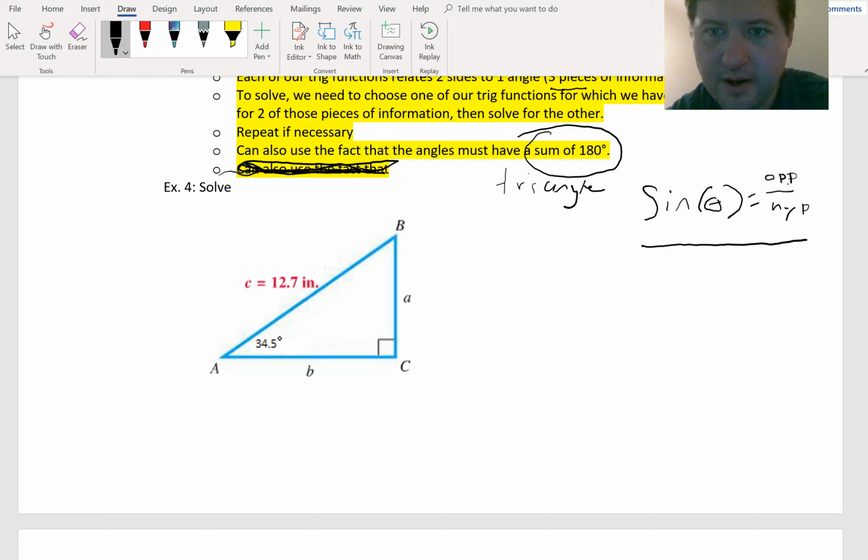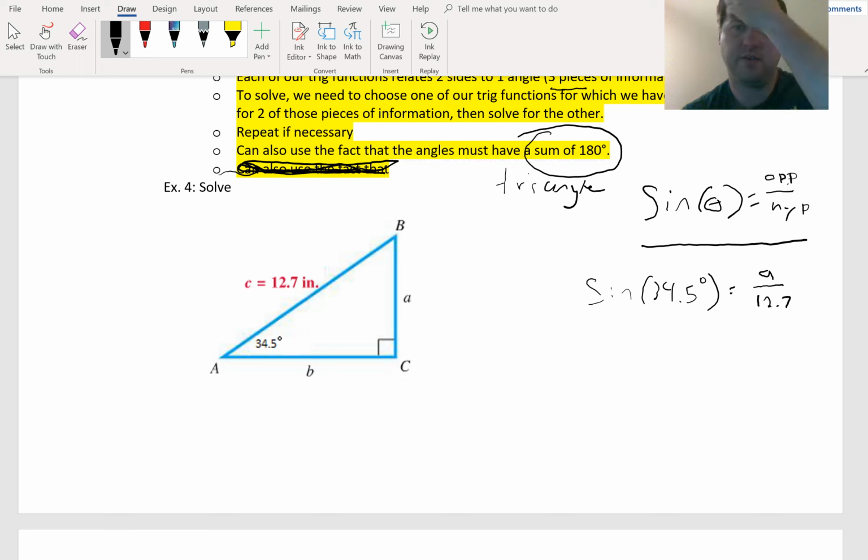So let us take our definition of sine and plug in these values we have. So sine of 34.5 degrees is equal to the opposite side, which we're going to call our lowercase a, because that's what they labeled it as, over the hypotenuse, which is 12.7 inches. So how do I solve this for a? It's super simple. What I want to do is multiply both sides of my equation here by 12.7.